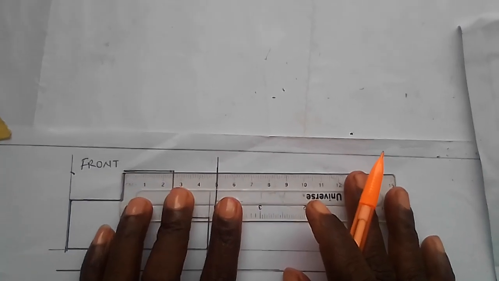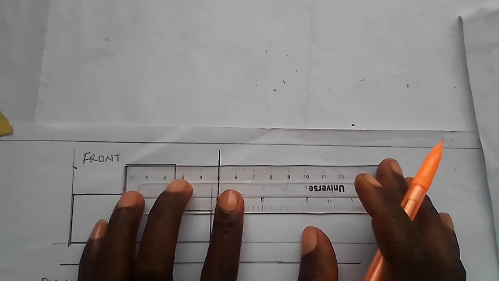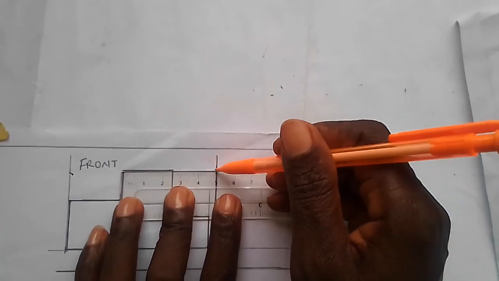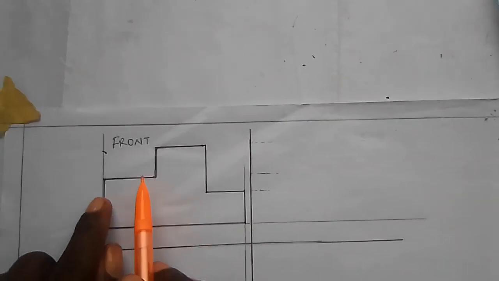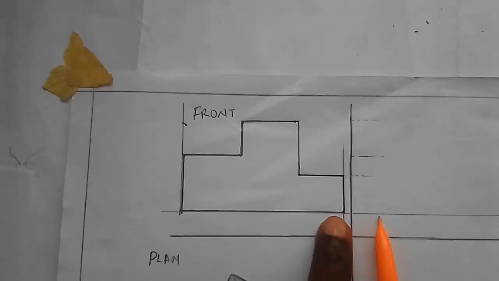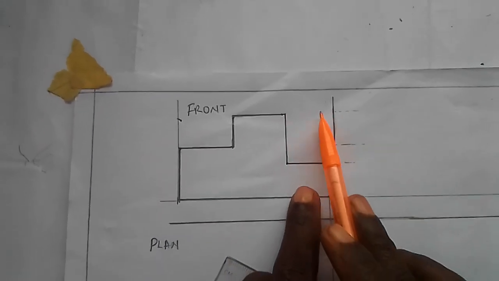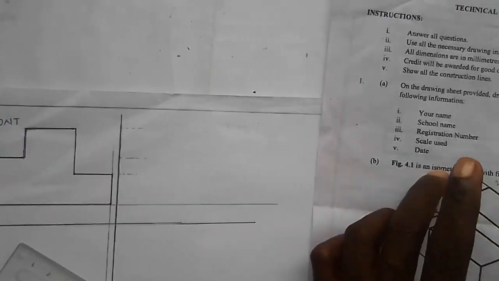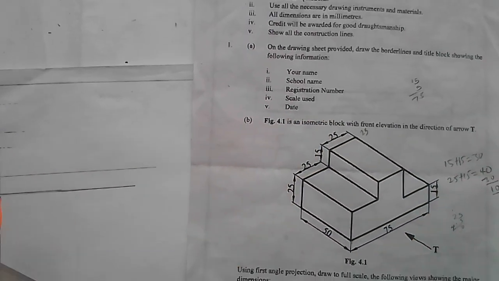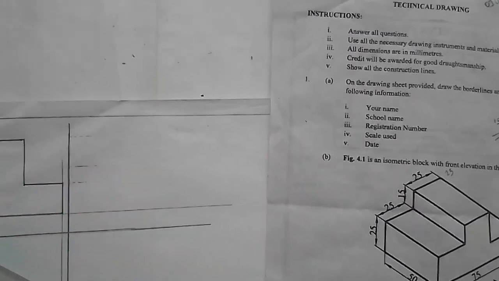So you have to indicate the projection line there. Okay, you can see that I have already projected this line, this line, this line, and this line, because it is a block. It is drawn together. You can't separate it. That is the reason why you have to use your projection line.